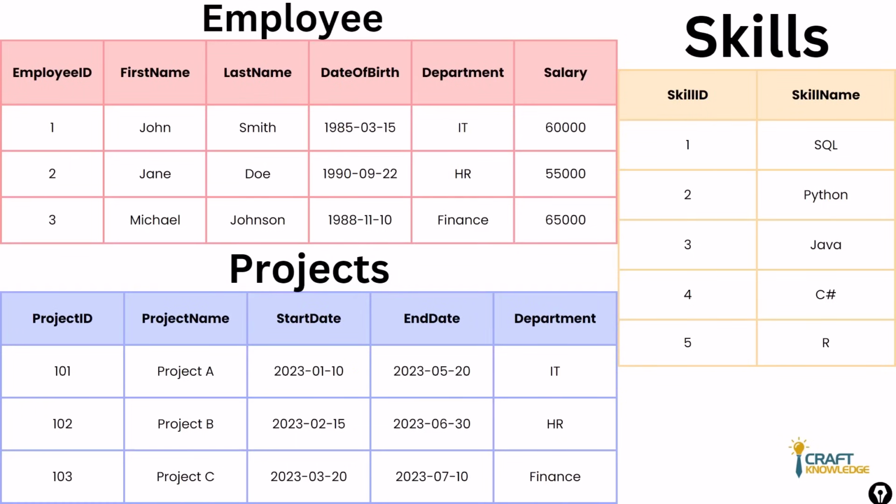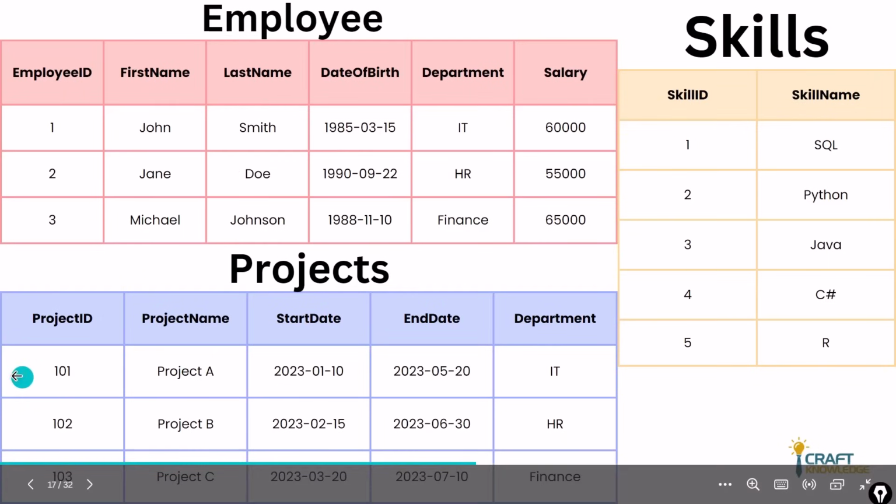So that would be a one-to-one relationship. Each row in the employee table would be at max related to only one row in the projects table, and vice versa. It is a two-way relationship, right?